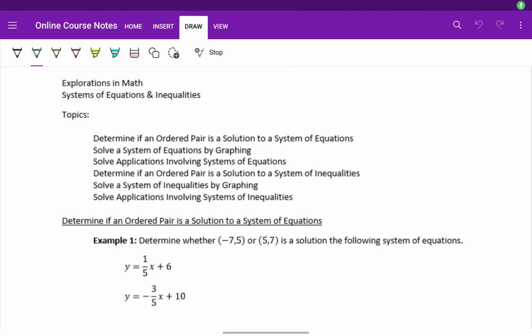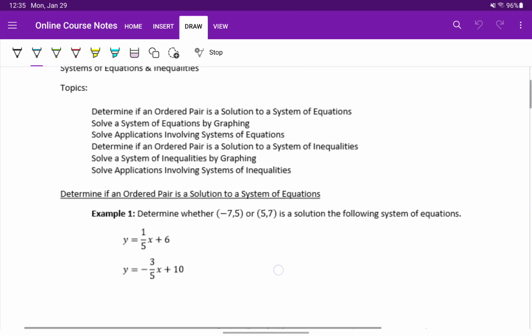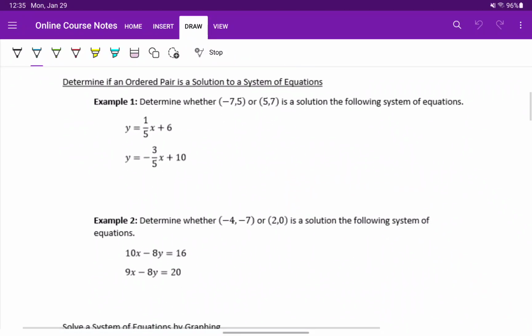Looked at finding solutions to equations and inequalities, and also graphing equations and inequalities. What we want to move on to in this section is finding the solution to systems of equations and systems of inequalities. To start that off, first we want to look at what it means to find or to have a solution to a system of equations.